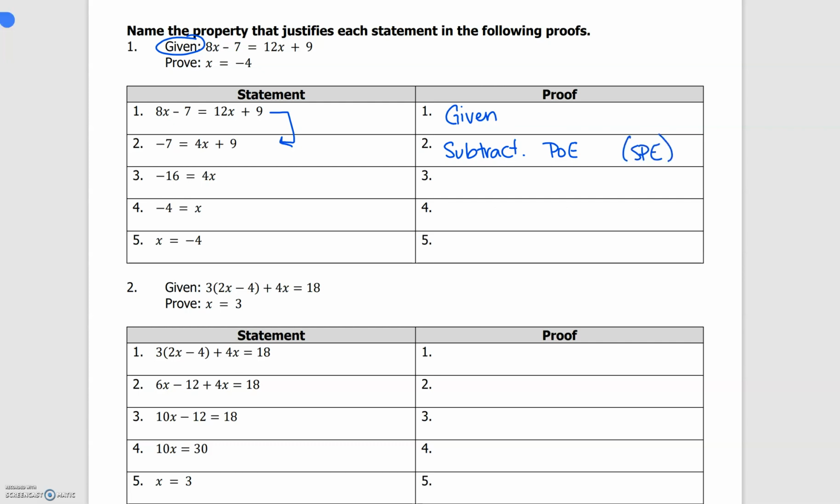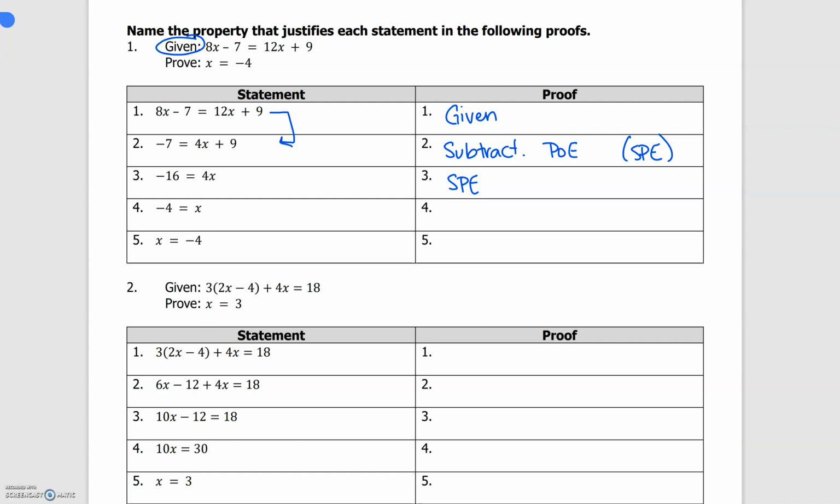Either is fine. And then we look to the next step. How do we go from step 2 to step 3? Well, it looks like they're getting rid of the plus 9. So we would, again, subtract the 9.